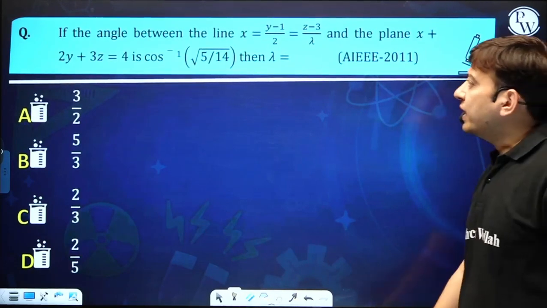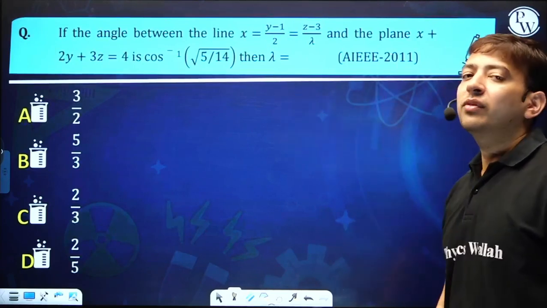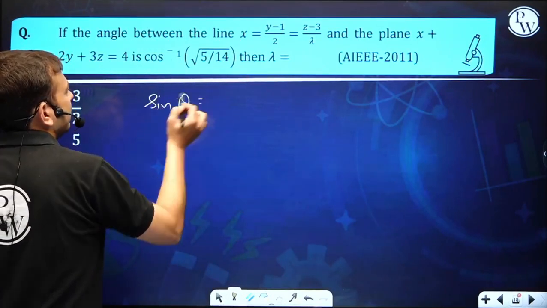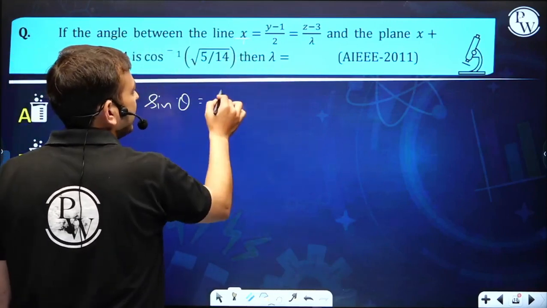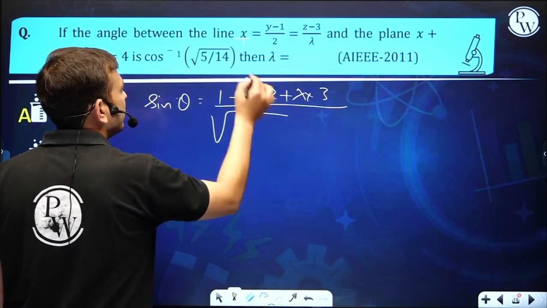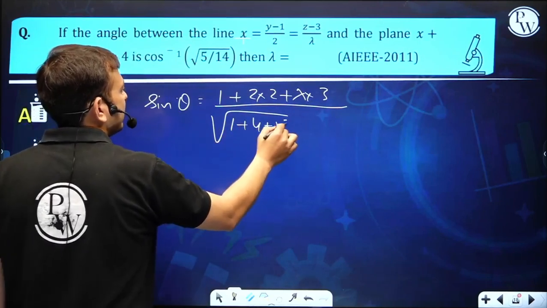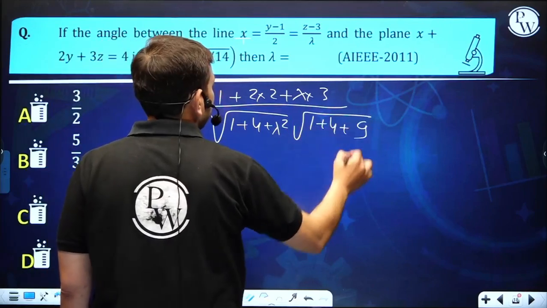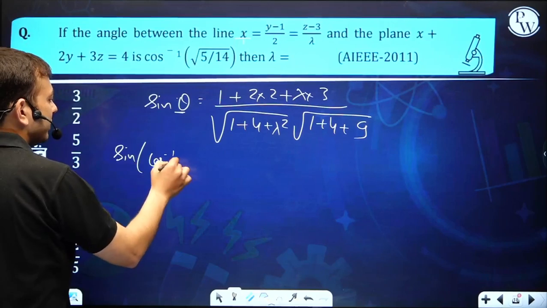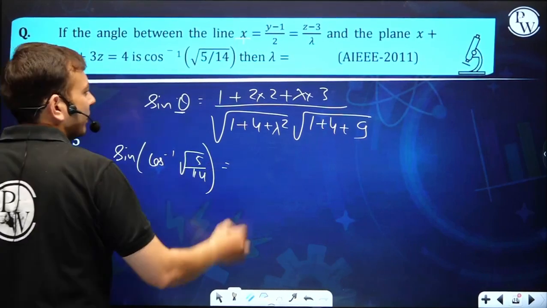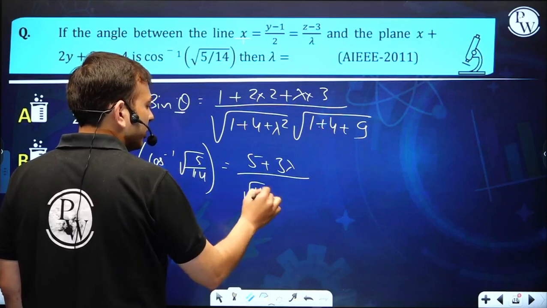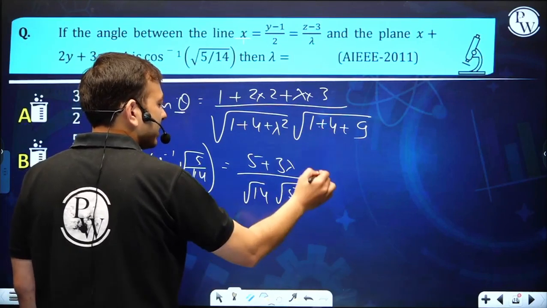Next. If the angle between the line and the plane is cos inverse of root 5 by 14, then what is the value of lambda? We know that the angle between a line and a plane involves sine theta. So it will be 1 into 1 plus 2 into 2 plus lambda into 3, divided by root over 1 square plus 2 square plus lambda square, times root over 1 square plus 2 square plus 3 square. This angle is given as sine of cos inverse root 5 by 14. Here it will be 4 plus 1, 5 plus 3 lambda, over root 14, and root of 5 plus lambda square.